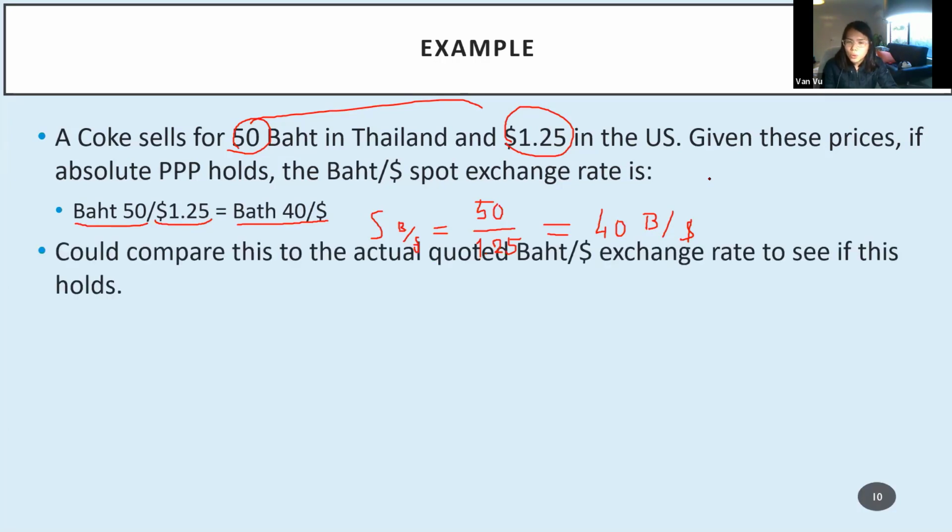So once we have computed this rate, we can call this the fair rate, a fair spot exchange rate as implied by the purchasing power parity. Okay, so once we've got this rate, we can compare this theoretical rate to the actual exchange rate in the market to see if the condition holds. Okay, to see if the PPP actually holds.